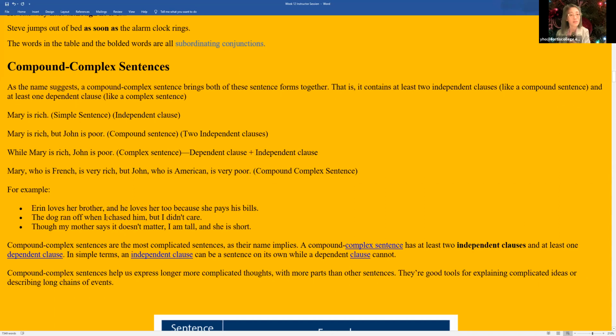Anyway, Erin loves her brother, and he loves her too because she pays his bills. This is an example of a compound complex sentence because you have "Erin loves her brother" and "he loves her too". This is the compound sentence because you have an independent clause, then you have the FANBOYS conjunction, and then you have another independent clause. So that makes a compound sentence. Then as soon as you add a dependent clause, "because she pays his bills", then this entire sentence becomes a compound complex sentence.